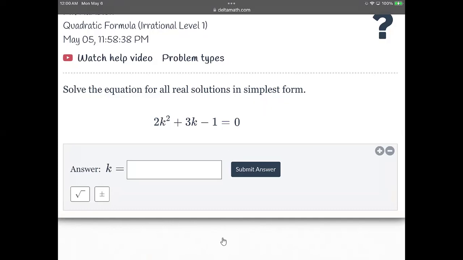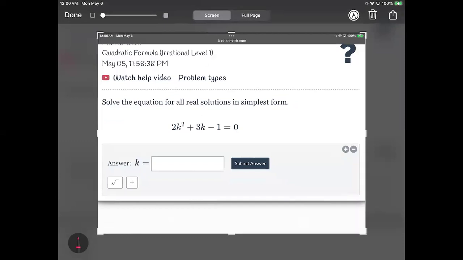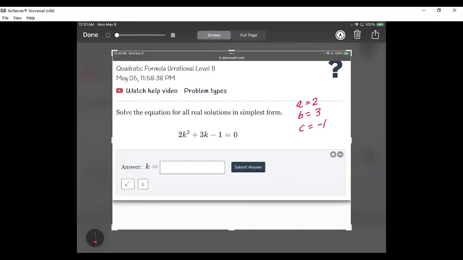First thing I'm going to do is take a picture of this problem and show you how to do it. So the A term, the leading coefficient, is 2. The B term is 3. The C term is -1. So all I'm going to do is store those.